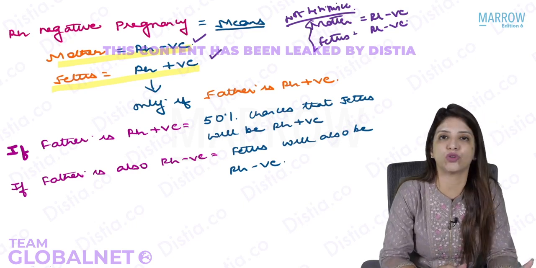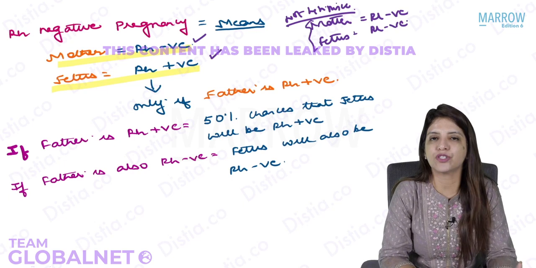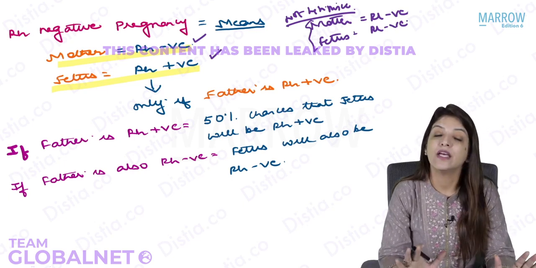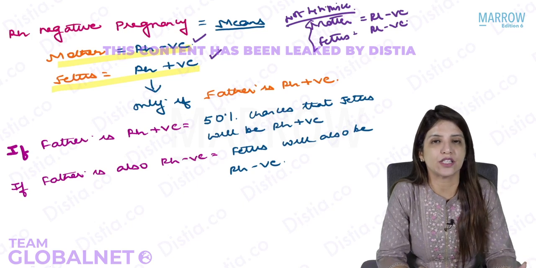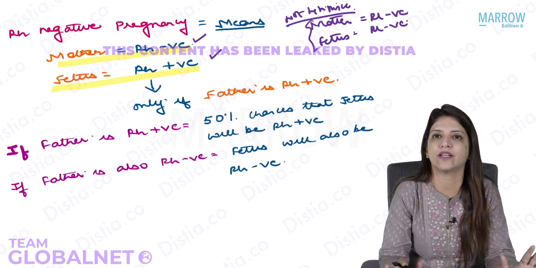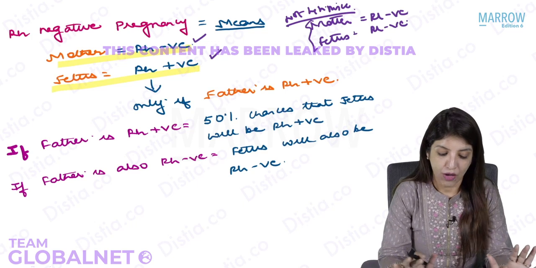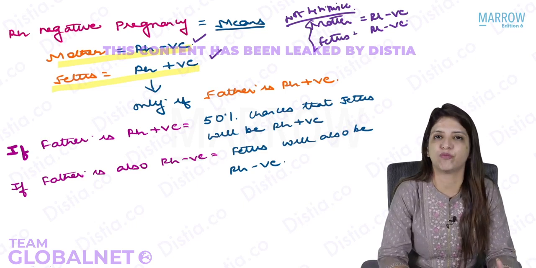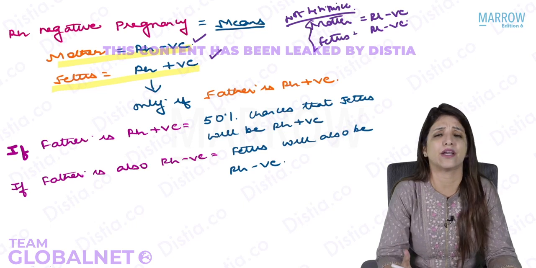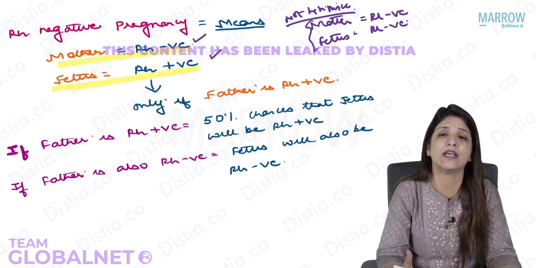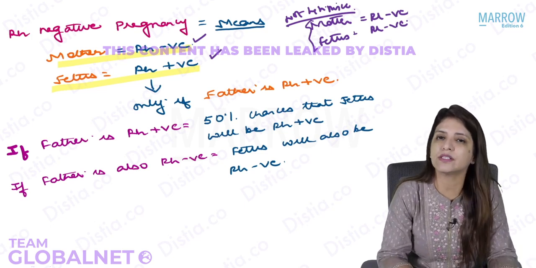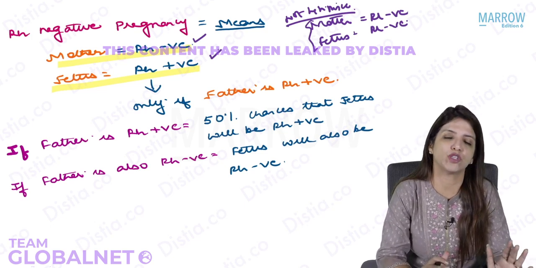The reverse is also not true. If mother is Rh positive and fetus is Rh negative, that is not an Rh negative pregnancy. Similarly, if both are Rh negative, then that is not a high-risk Rh negative pregnancy. We are concentrating on the high-risk Rh negative pregnancy, and whenever we say Rh negative pregnancy, it simply means that mother is Rh negative and fetus is Rh positive.